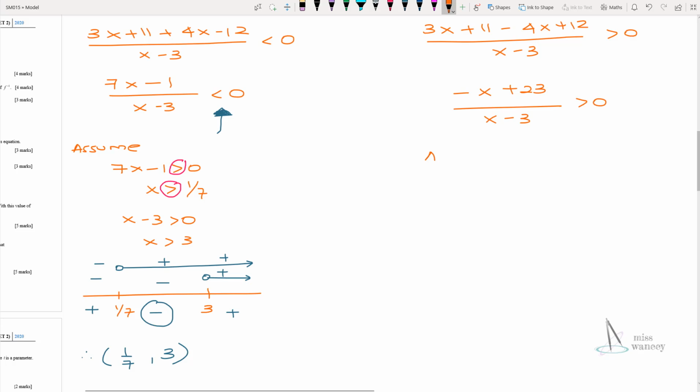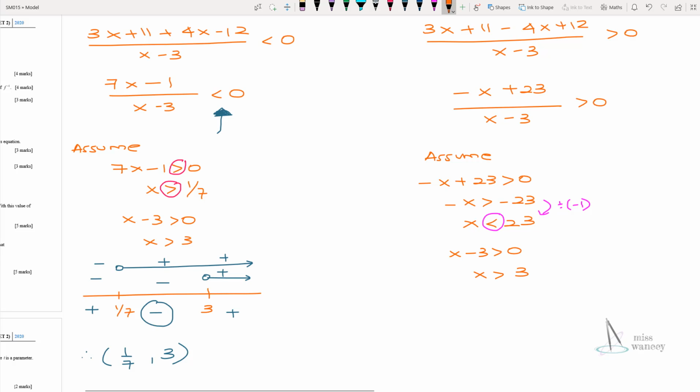Okay, so I'm gonna assume negative x plus 23 to be greater than 0. Negative x is greater than negative 23. X will be less than positive 23. Be extra careful. We should flip the sign because we are dividing by negative 1. Okay, so now focus on our denominator. So we have x minus 3 greater than 0. X is greater than 3.